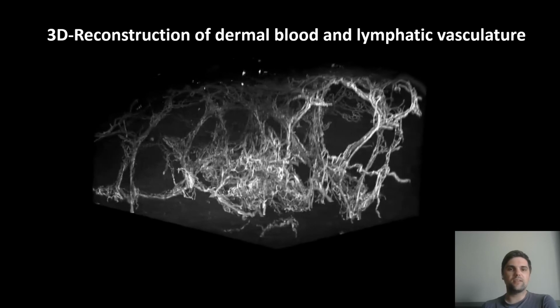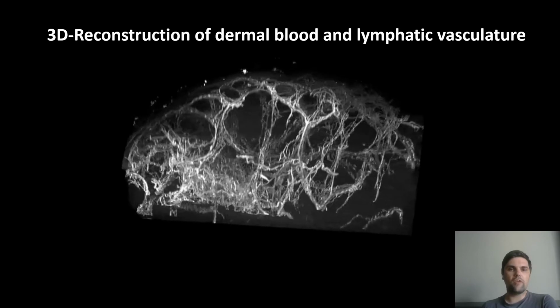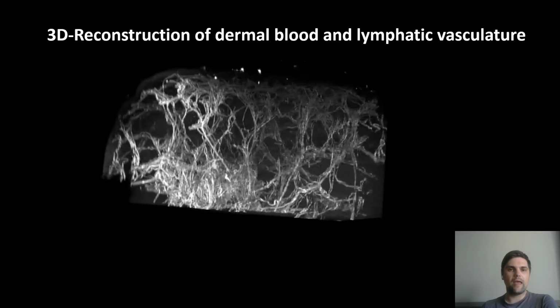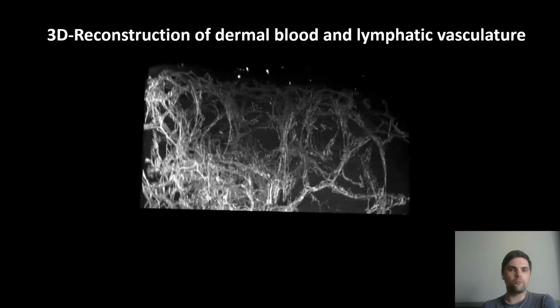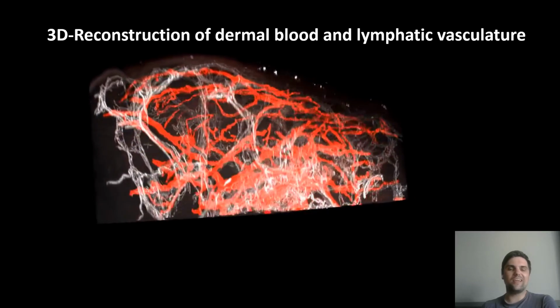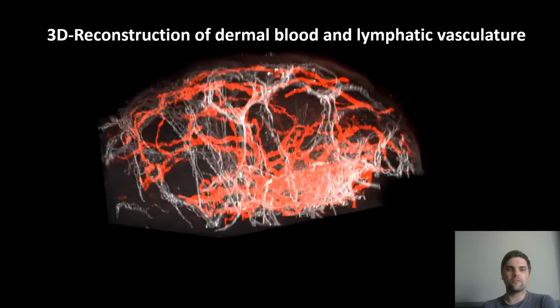You can nicely see the vessel architecture, the blood vessels in white, and in a few seconds you can also see the lymphatic vessels in red. And I'm sure you will agree with me that using this approach you can easily understand the 3D architecture of the vasculature in this healthy control tissue.